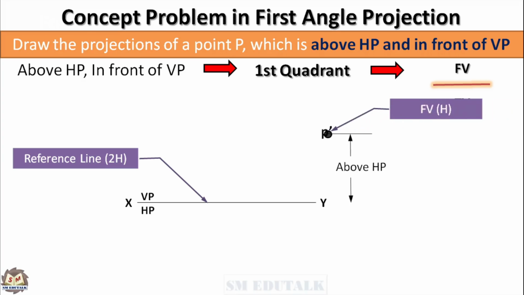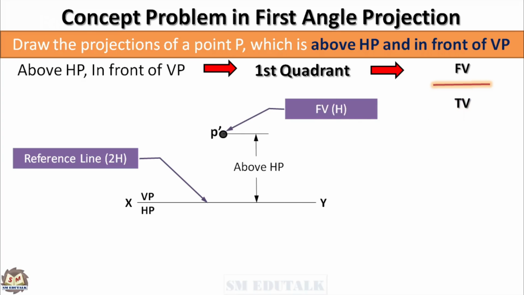Based on this fact, mark VP and HP. Then use the above HP condition to draw the front view. Usually in real problems, some dimensions are given, like the point is 50 mm above HP, 30 mm above HP, etc. Here, no dimensions are given. So, mark a dark point approximately some distance above the XY line using an H pencil and name it as P dash.